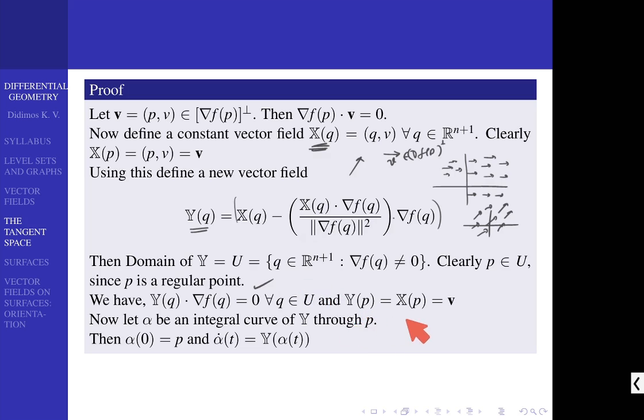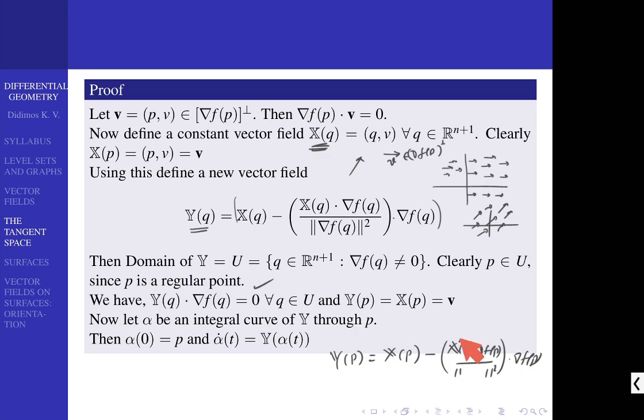And Y of p equals X of p. If you evaluate Y of p here, all the q's are changed to p. What is X of p here? That means if we evaluate Y of p, that is X of p minus, observe this bracket, X of p dot del f of p divided by the square of the norm of del f of p, into del f of p.